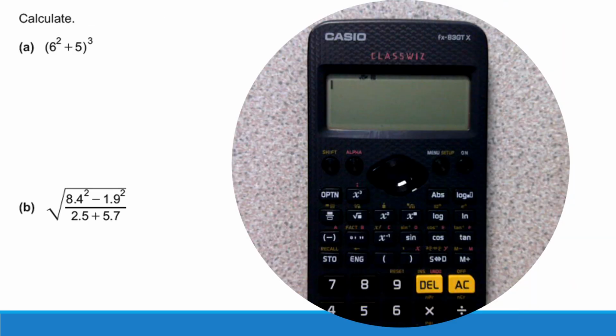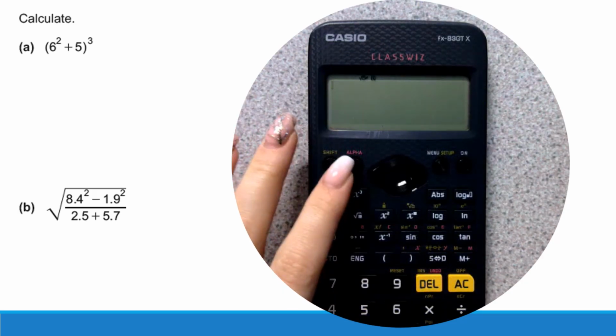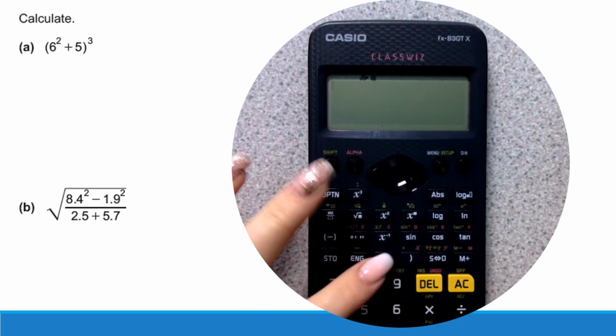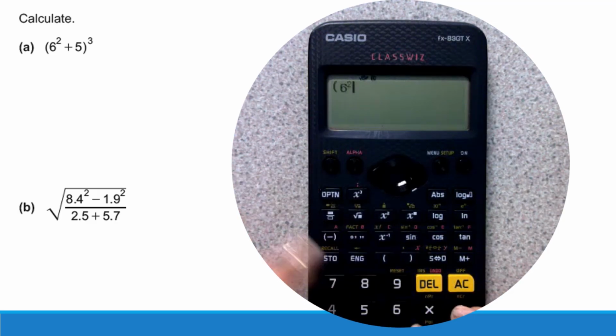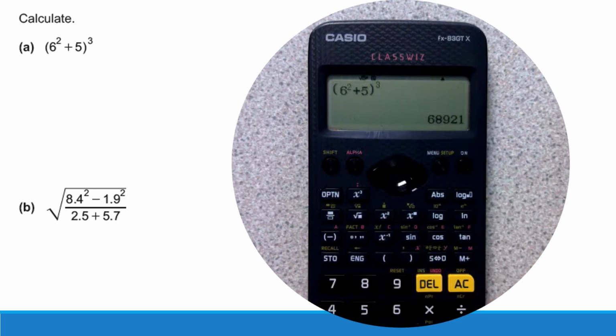So these last two examples are taken from the higher and the foundation tier, but again these would be ones that would be near the start of the higher tier paper and the end of the foundation tier paper. So for this first one, again, you just want to type exactly what you see in the question into your calculator. So brackets open, 6 squared, add 5, close your brackets, click on your cube button, press equals, and you've got your answer.